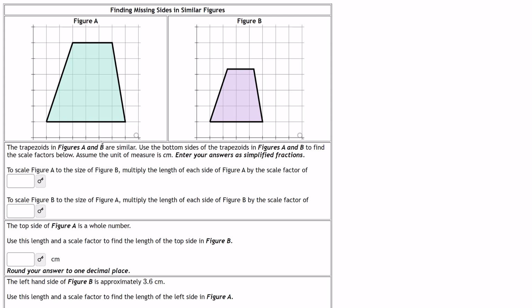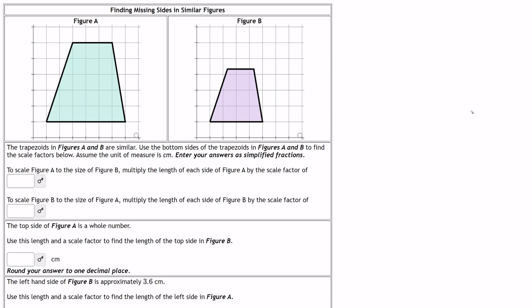Okay, so what that means is that we are going to take figure A, and if I knew the length of the bottom, I can multiply it by something, and it would give me the length of the bottom of figure B. And I could do the same thing for this side, and it would multiply by that number, and it would give me the length of this side. So to start, it says use the bottoms as our starting point.